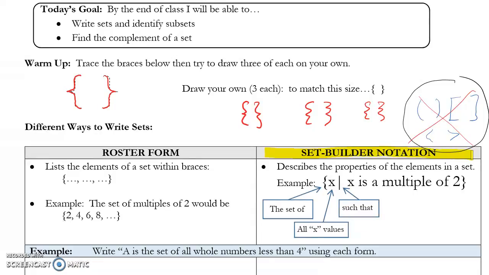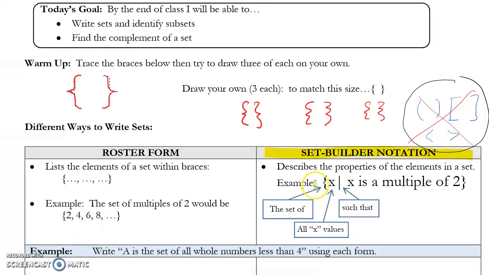Roster form is when we just list all of the elements in the set within the braces. So every single element that's inside of a set, you put into the braces. So the example of the set for multiples of 2 would be 2, 4, 6, 8, and then we would put this ... to represent that pattern would continue forever. That is all inside the braces, and our elements are all separated by a comma.